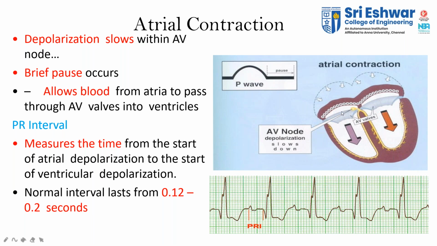Here we have one vessel, which allows blood to flow from the atrium to the ventricle. This PR interval is used to measure the time from the start of atrial depolarization to the start of ventricular depolarization. So what is depolarization? Positive charge tends to move from outside to inside, so there is some ionic current and a biosignal takes place. If it is present in the atrium and ventricle, we get a waveform like the PR interval. The PR interval lasts from 0.12 to 0.2 seconds.